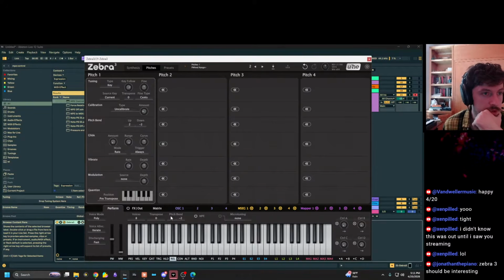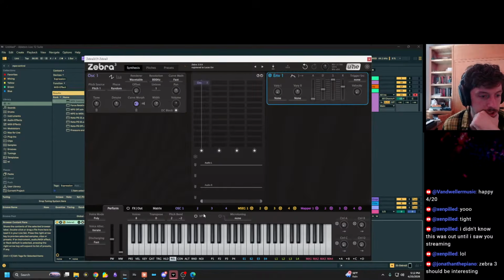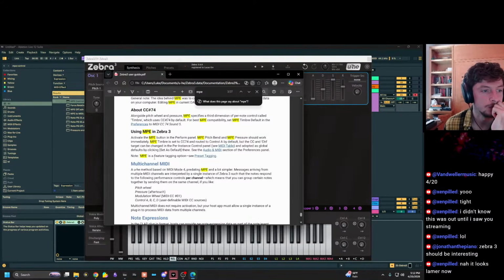So this is pitch wheel range. How do I fuck with the actual MPE pitch bend amount? Where do you go? MPE. I don't know. Let's keep reading. MPE is a feature tagging option. So I don't know what that means. I don't know if I have to read that yet.